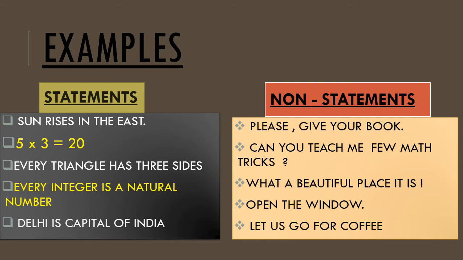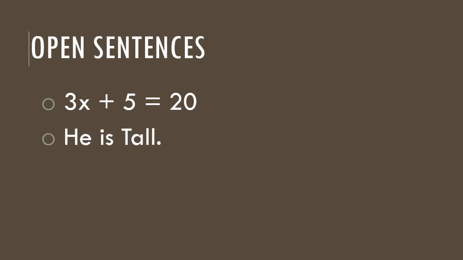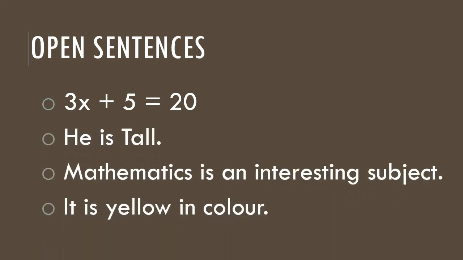Next, we will see a few examples which seem to be statements at first look, but later when you think about their truth value, you conclude that they are actually non-statements. Examples: open sentences. Let's see what they are. There are 5 examples.